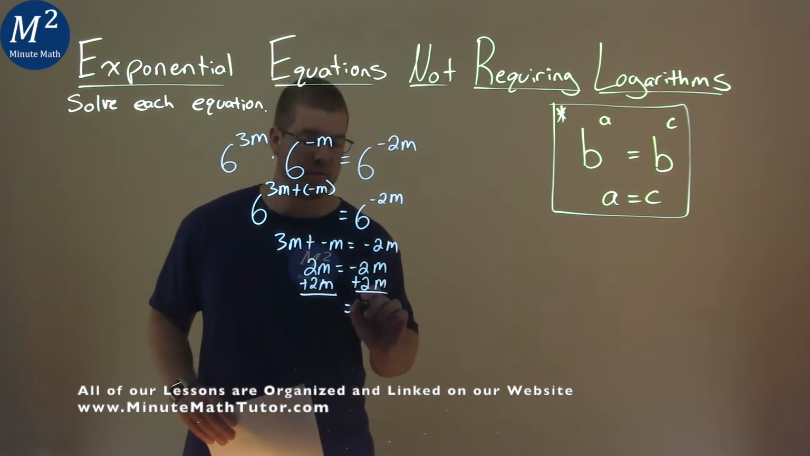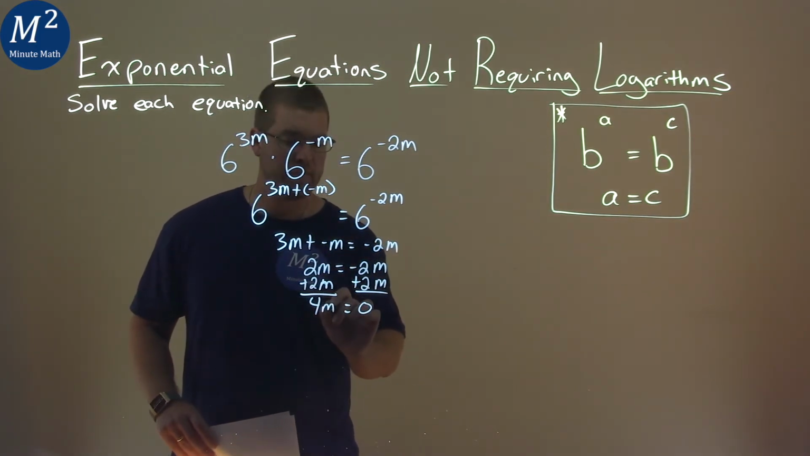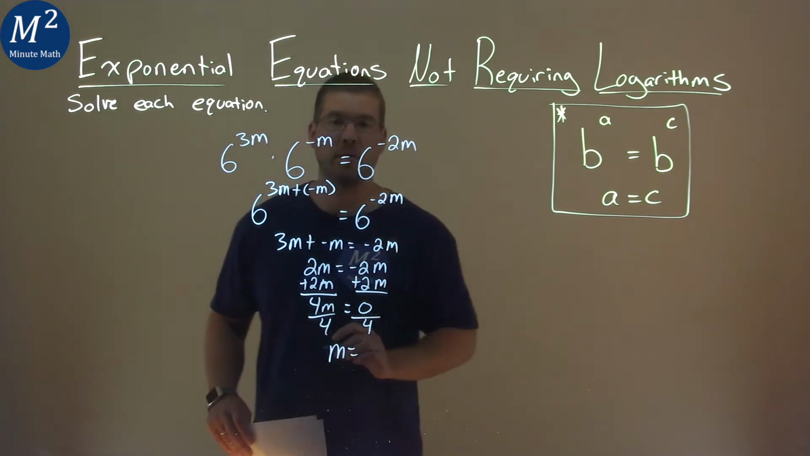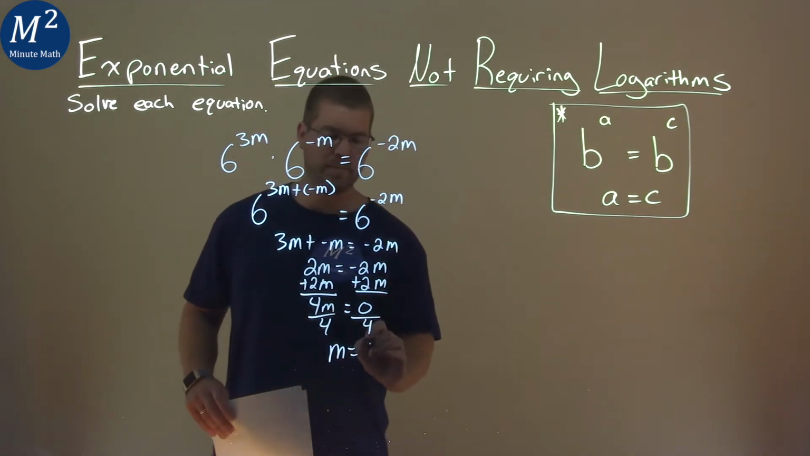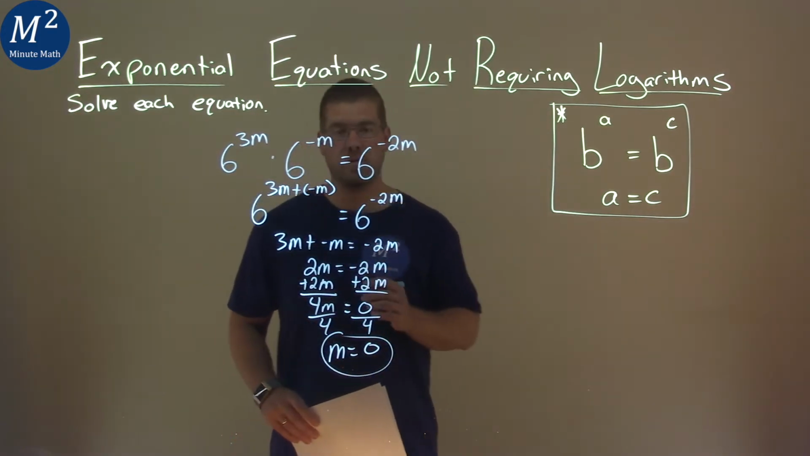Right-hand side is a 0. Left-hand side, 2m plus a 2m is a 4m. Divide both sides by 4 to get m completely by itself, and well, 0 divided by 4 is a 0. And so my final answer here is m equals 0.